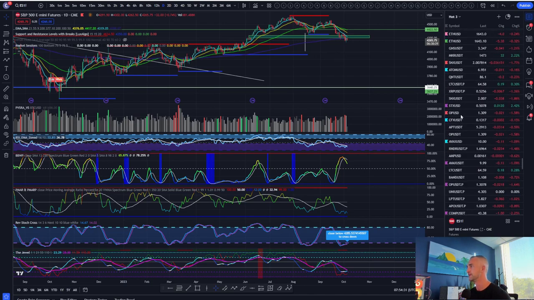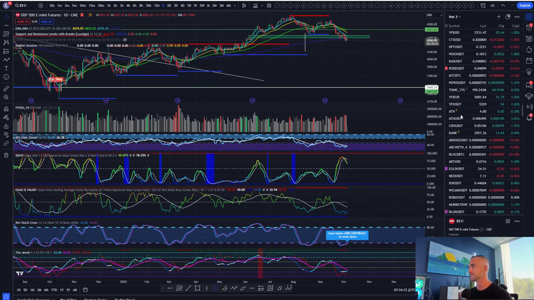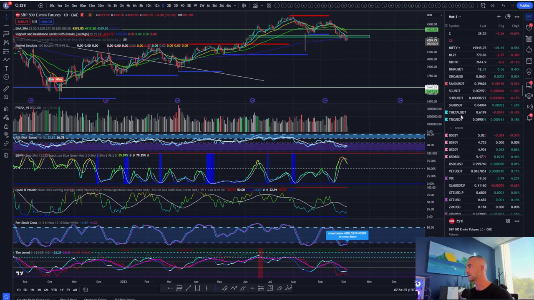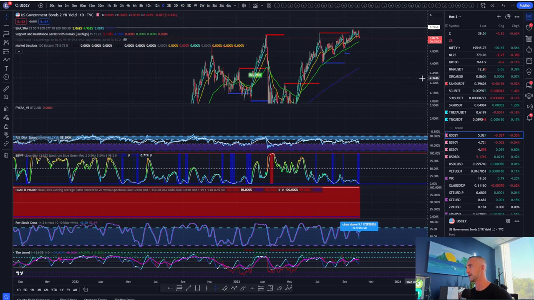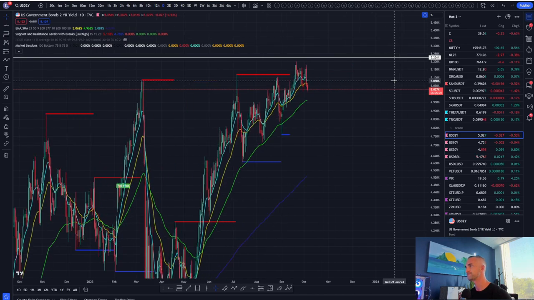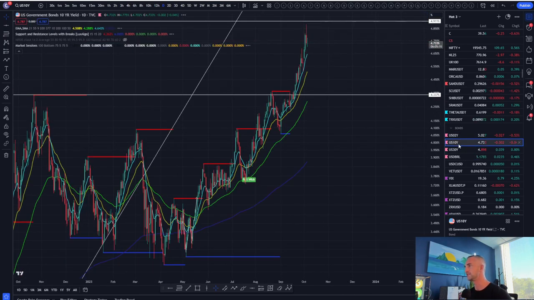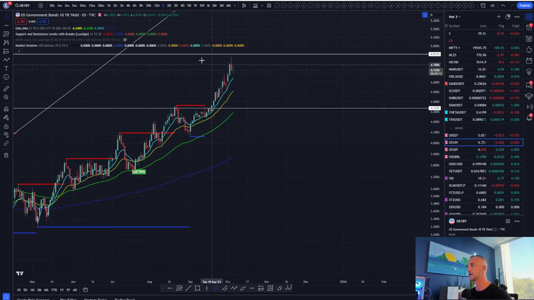I could be crazy. I could be wrong. I could totally be wrong. I'm not right very often, in fact. But when two-year yields are above 5%, the 10-year's at 4.7%, they're calling this the parabolic blow-off top. It can't go any higher. It can't go any higher.